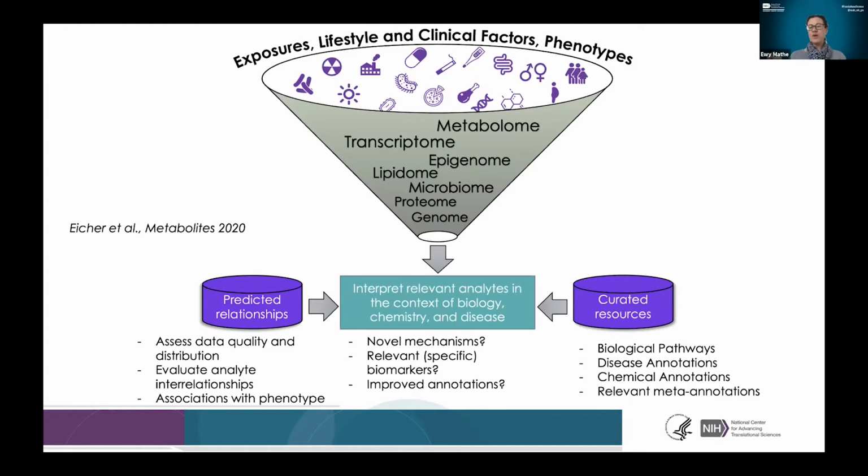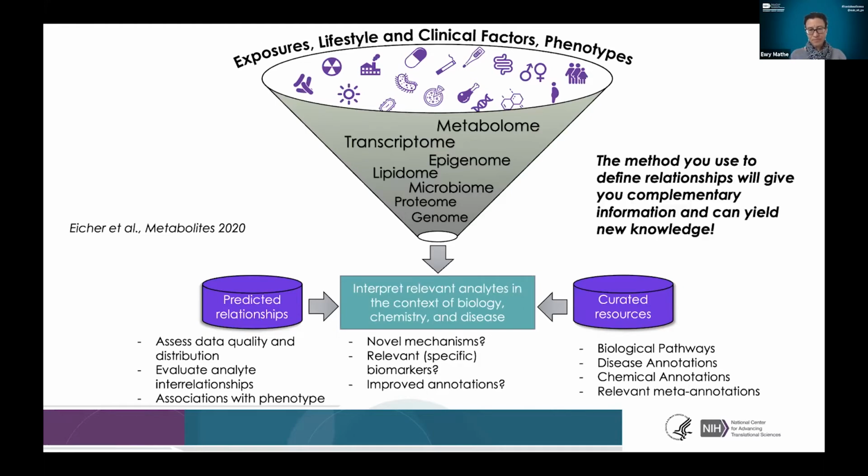So what do we know about biological pathways, disease annotations of the system or the individuals we're evaluating, chemical annotations, and relevant meta annotations. And I want to emphasize the importance of these relevant meta annotations. And this may include, for example, exposures, lifestyle, clinical factors, and what I was mentioning earlier. So this is a global view, and there's a lot of different methods that fall into this prediction of relationships. And there's a lot of resources that fall in these curated resources.